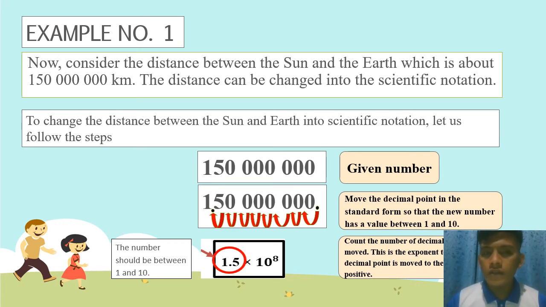Remember, the number should be between 1 and 10. That's why we end the decimal point between 1 and 5.